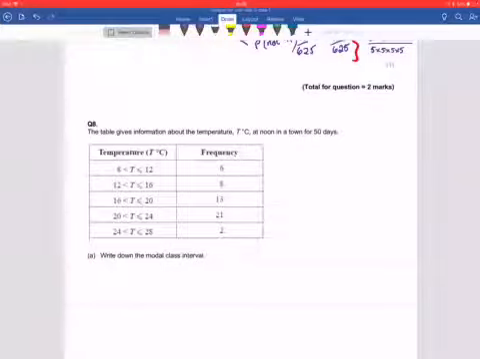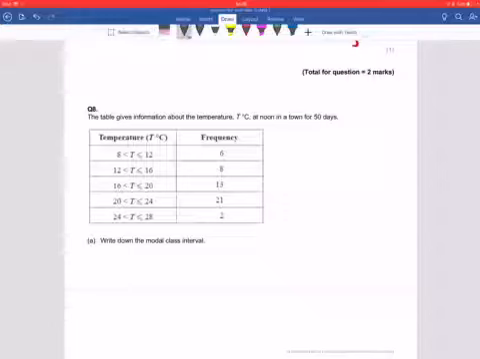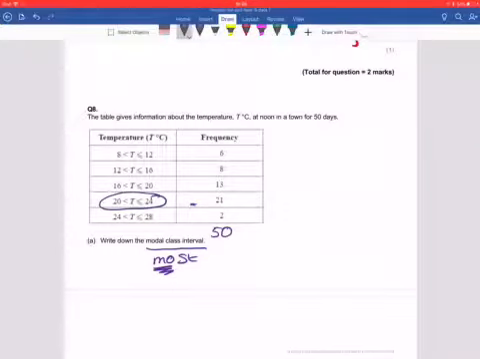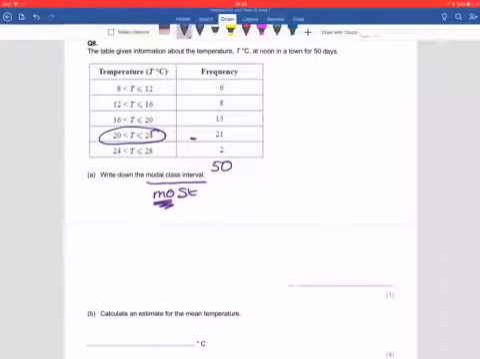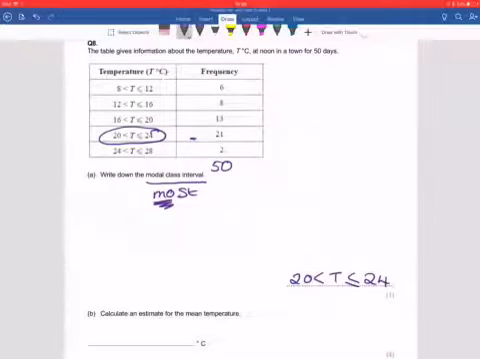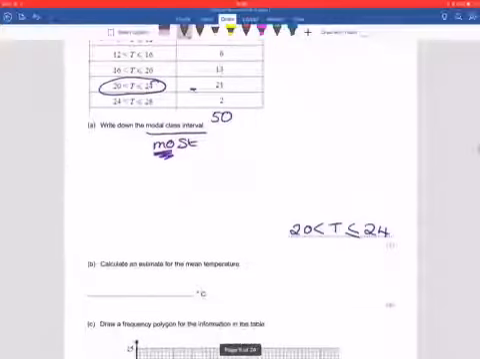Okay, temperature at noon for a town in 50 days. So they're giving me a clue, that must add up to 50. I don't have to bother adding it up. Write down the modal class interval. That's the one with the most in. So the one with the most in is this one. The most common mistake is that people will write 21, which is the frequency. But for the class interval, you have to write exactly what it is. Copy it to the letter: more than 20, less than or equal to 24.